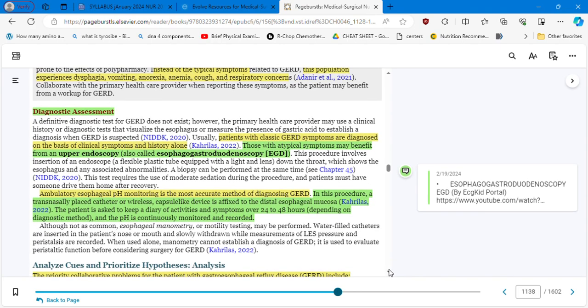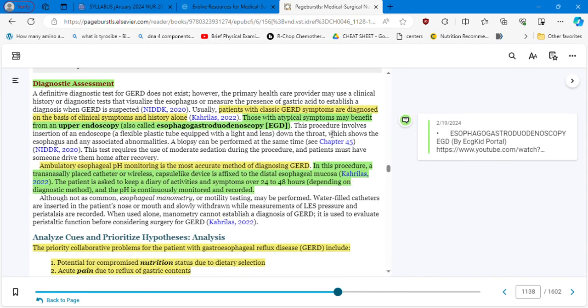Now, diagnostic assessment. Patients with classic GERD symptoms are diagnosed on the basis of clinical symptoms and history alone. That's why you need to observe and ask very carefully: for how many weeks are you having these symptoms, how many times a week, right? Those with atypical symptoms may benefit from upper endoscopy, also called esophageal gastroduodenoscopy. Okay, so let's watch a video to understand.